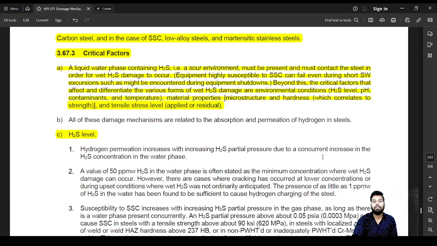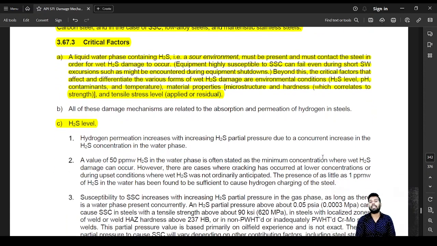Critical factors: a liquid water phase containing H2S, that is a sour environment, must be present and must be in contact with the steel in order for wet H2S damage to occur. Equipment that is highly susceptible to stress corrosion cracking can fail even during short sour water excursions, such as might be encountered during equipment shutdowns. Beyond this, the critical factors that affect and differentiate the various forms of wet H2S damage are environmental conditions, material properties and tensile stress levels.